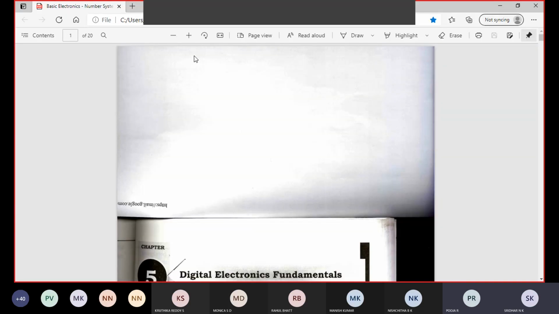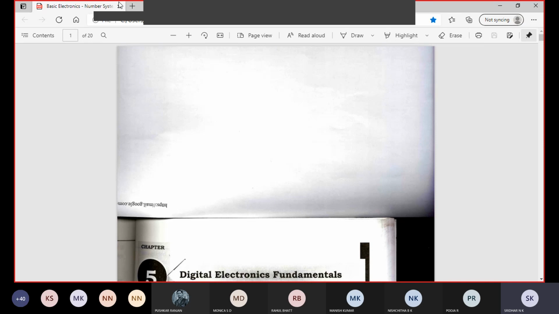Where have we stopped yesterday? Yes, can anyone tell where we have stopped yesterday? So that associative law we stopped yesterday. Oh, good. Thank you. So today we'll start with distributive law.